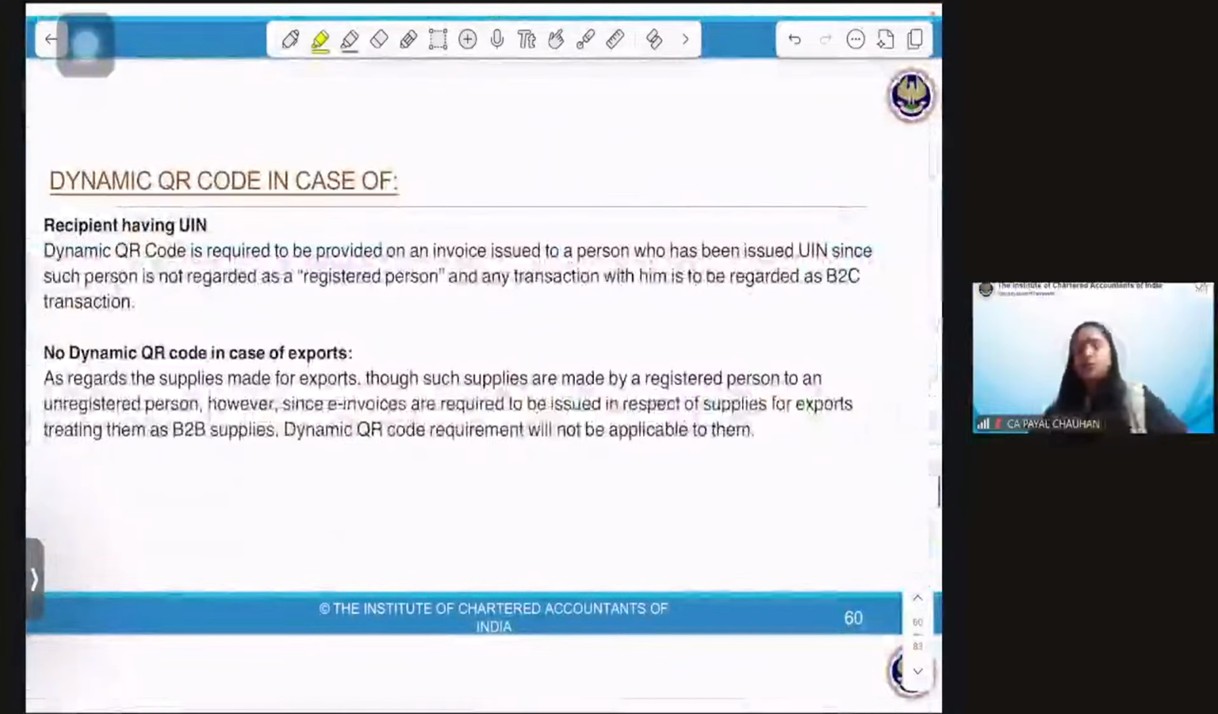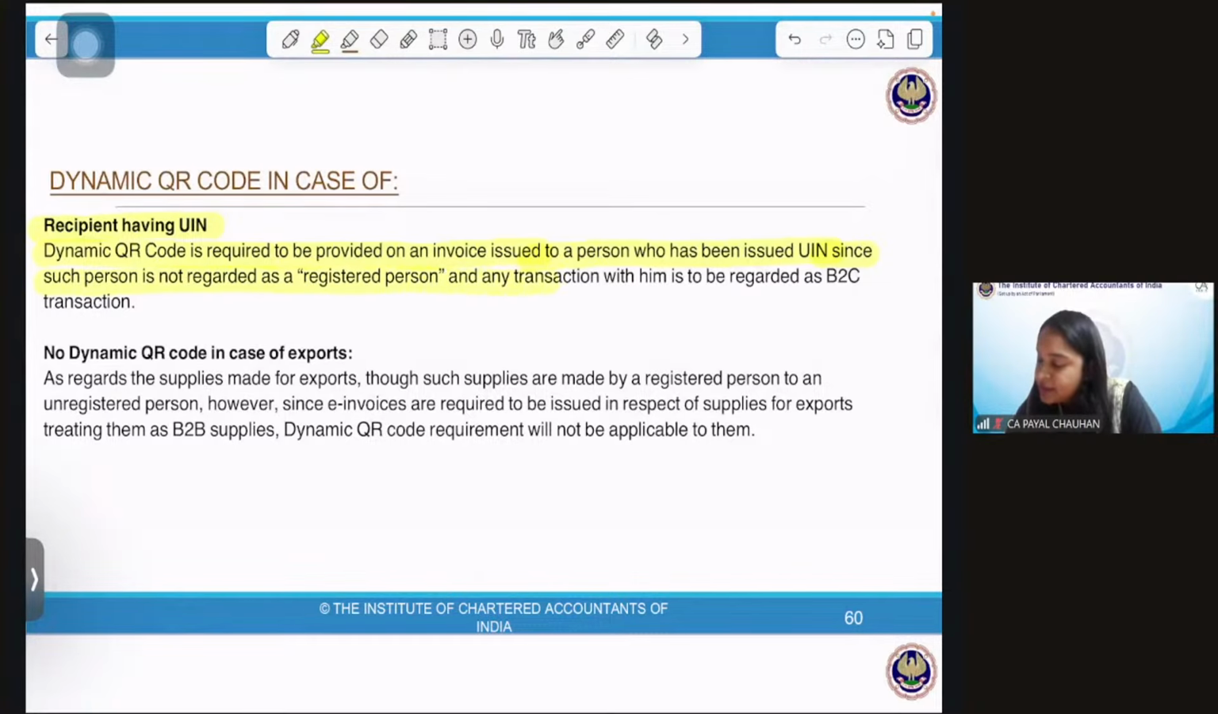Next, dynamic QR code in case of recipient having UIN. Dynamic QR code is required to be provided on an invoice issued to a person who has been issued UIN, since such person is not regarded as a registered person and any transaction with them is to be regarded as B2C transaction. Okay. It says if it is a UIN.